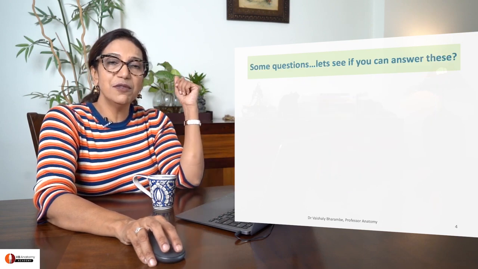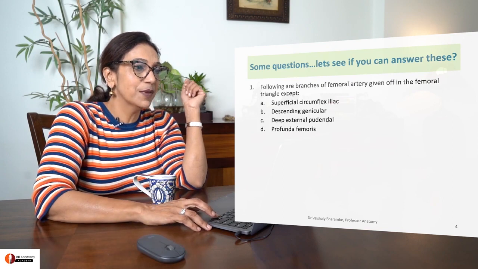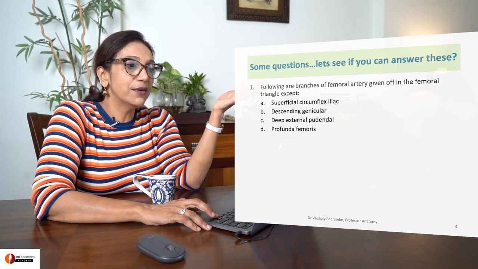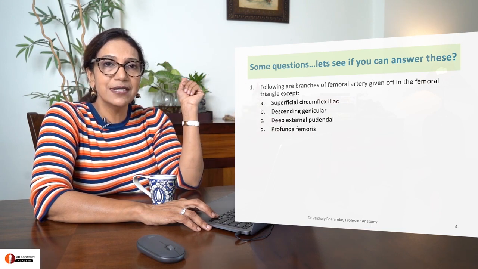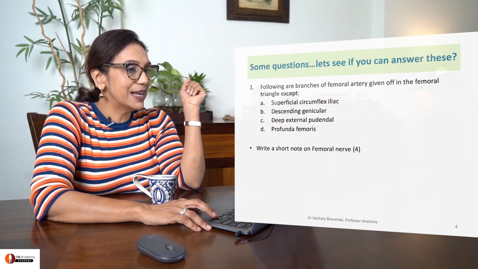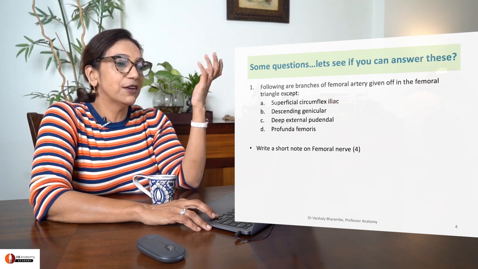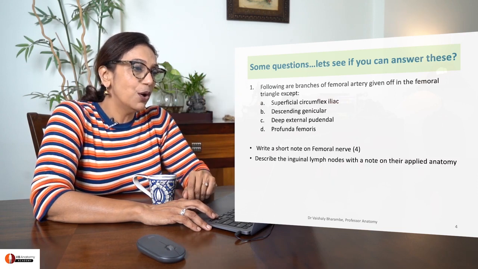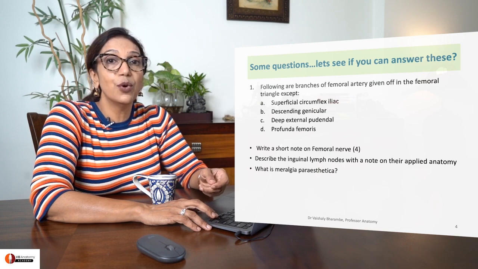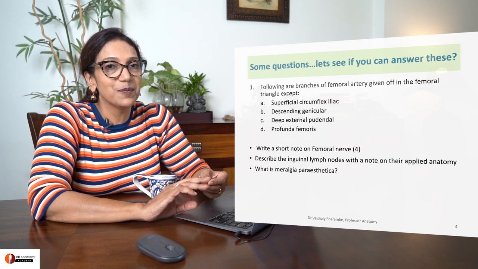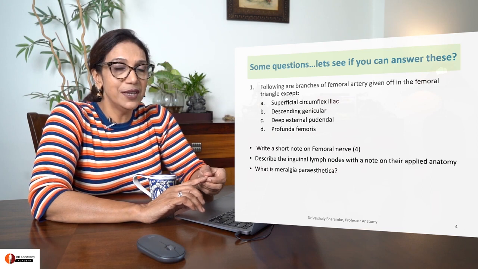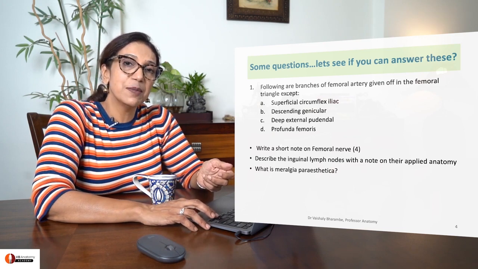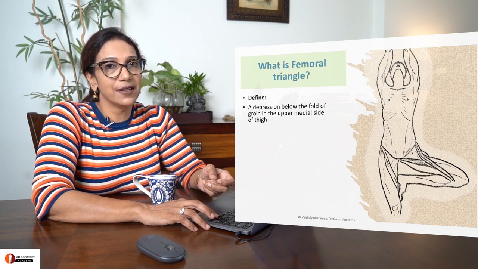So, some questions before we get into the topic, students. Following our branches of the femoral artery given off in the femoral triangle, you can see a series of arteries. I'm sure you know this. There are other questions asked, like write a short note on the femoral nerve, or describe the inguinal ligament, or what is meralgia paresthetica. You may have some idea about some of these questions, okay? But to know all of them, let's begin to learn the femoral triangle.